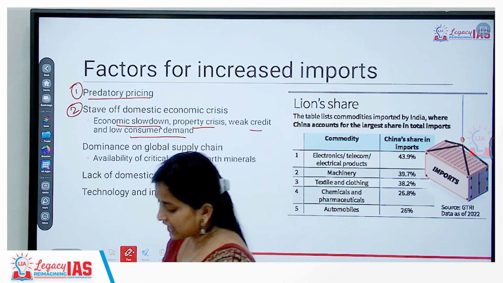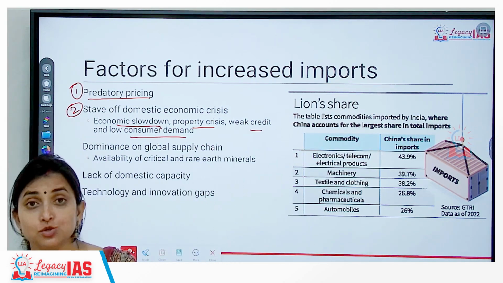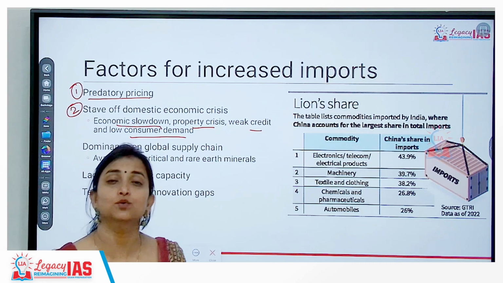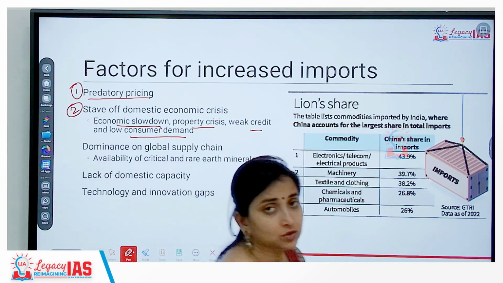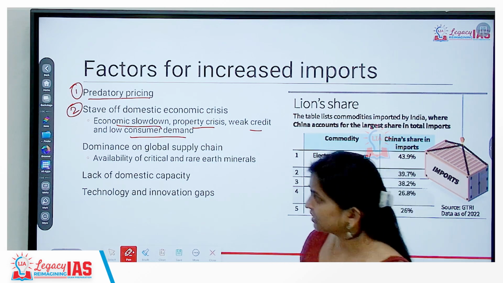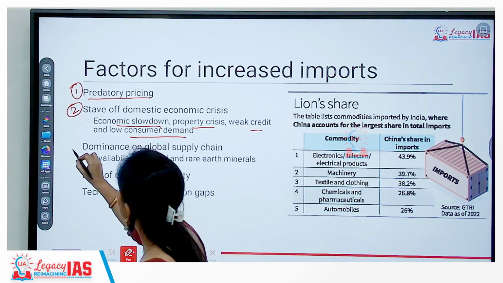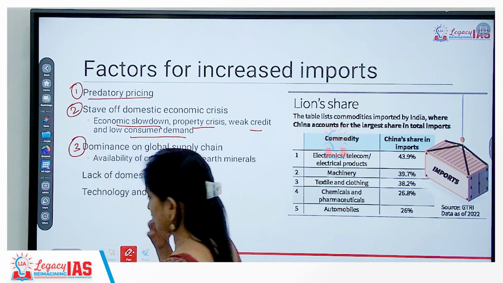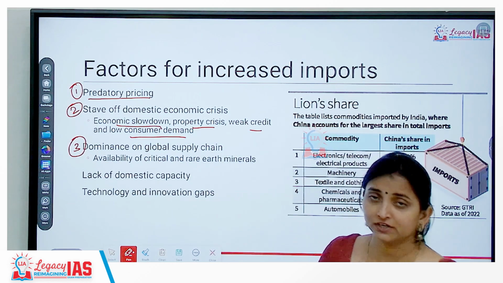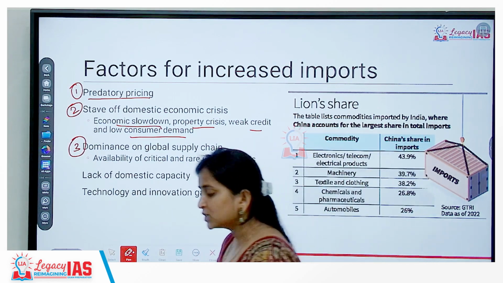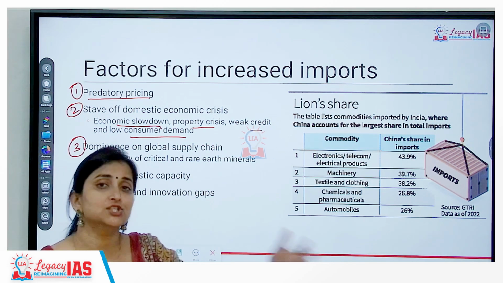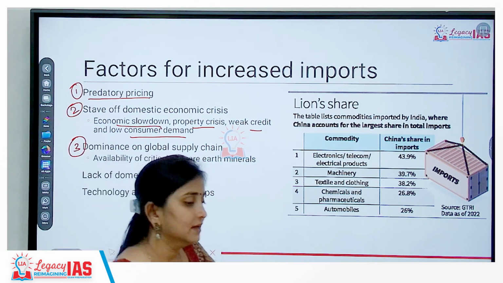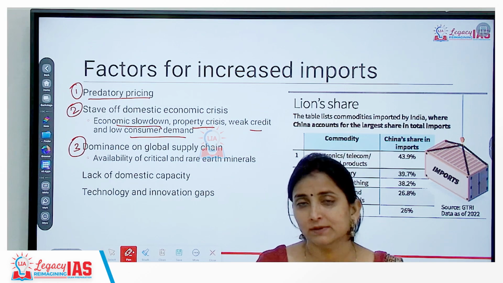So to tackle the current economic issues within China, it is trying to surge its exports so as to ensure that money keeps flowing into the market. Okay? Third important reason is dominance on the global supply chain. They already genuinely have a good amount of critical and rare earth minerals. So that is also giving them an upper hand and advantage, that they are currently the node of the global supply chain worldwide.